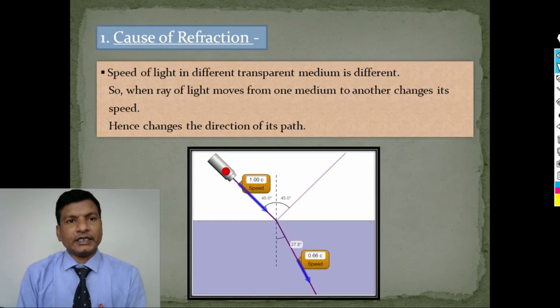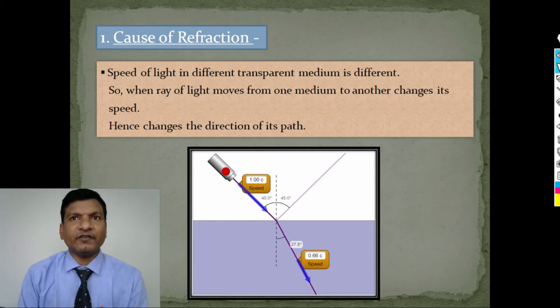So let's start the first topic of our chapter. The name of the chapter is refraction of light, which is very important for the students of class 10 for the ICSE purpose. So in the first topic, I will be teaching you the cause of refraction. Students, what is the cause of refraction? Why does refraction occur? What is the reason?